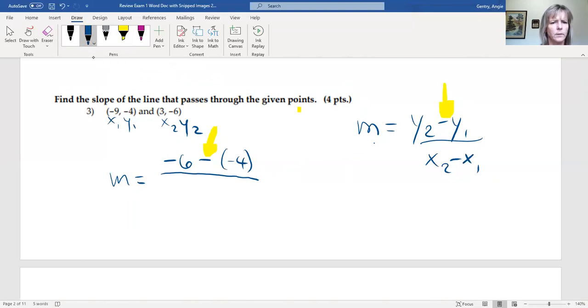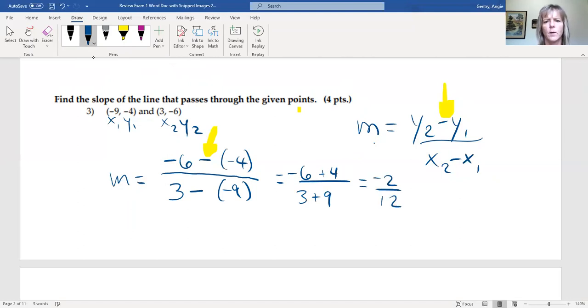And then the denominator, x2 minus, from the formula, x1 is -9. So you get a -6 plus a 4 over 3 plus a 9 equals -2 over 12 equals -1/6. So your slope is -1/6.